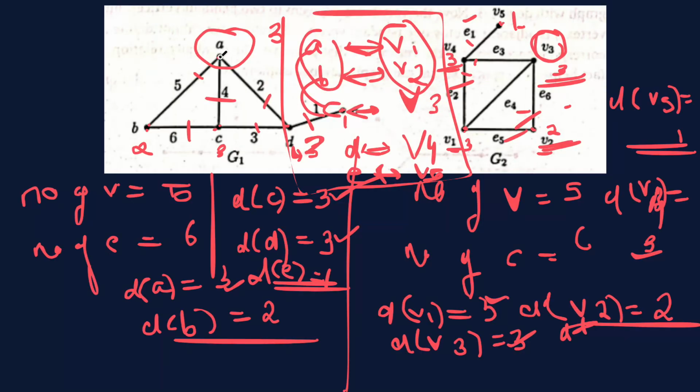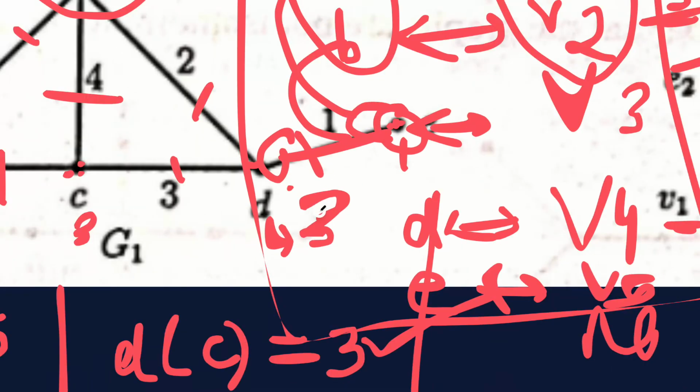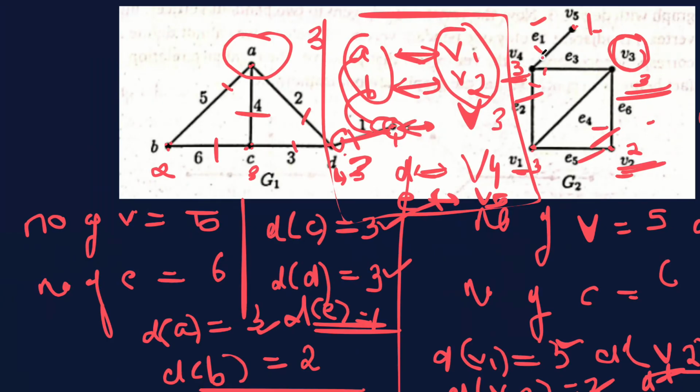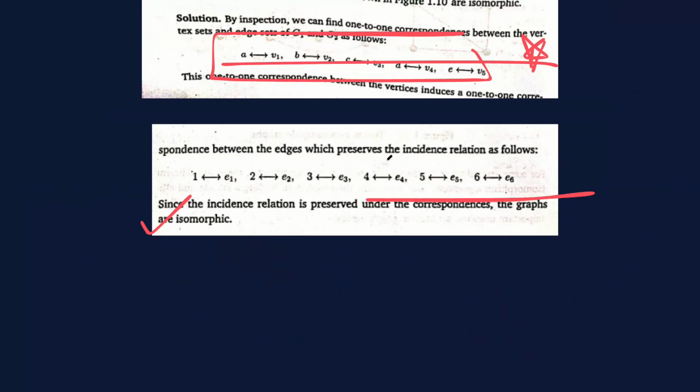If I am having a vertex with degree 3 which is connected to a vertex with degree 2, 3 and 3, in the other graph I should have a vertex that can connect to degree 2, 3 and 3. Like that we have to check. If this vertex is connected to a vertex with degree 1, then in another graph also I need to find a vertex, that is V3, which is connected to a vertex which is having degree 1. Like this is how we will find the 1-to-1 correspondence.